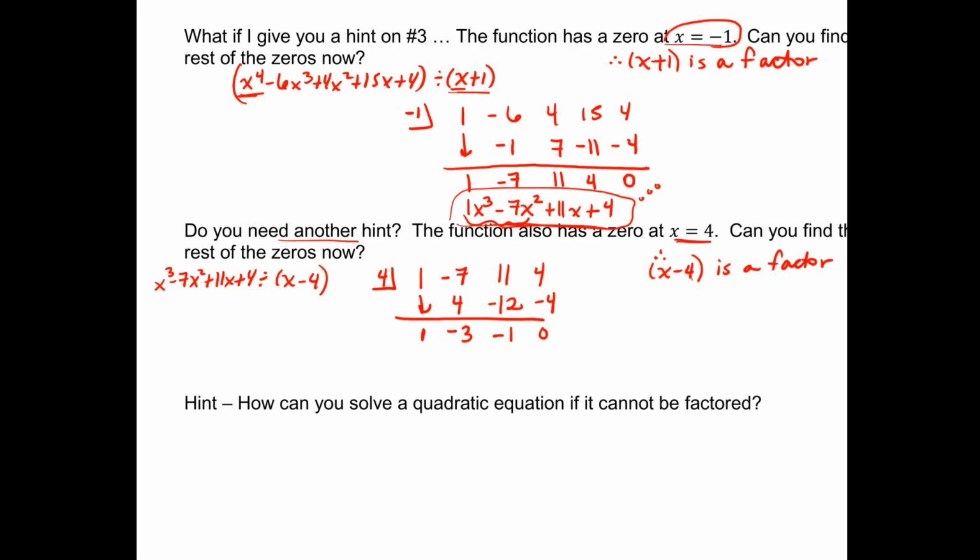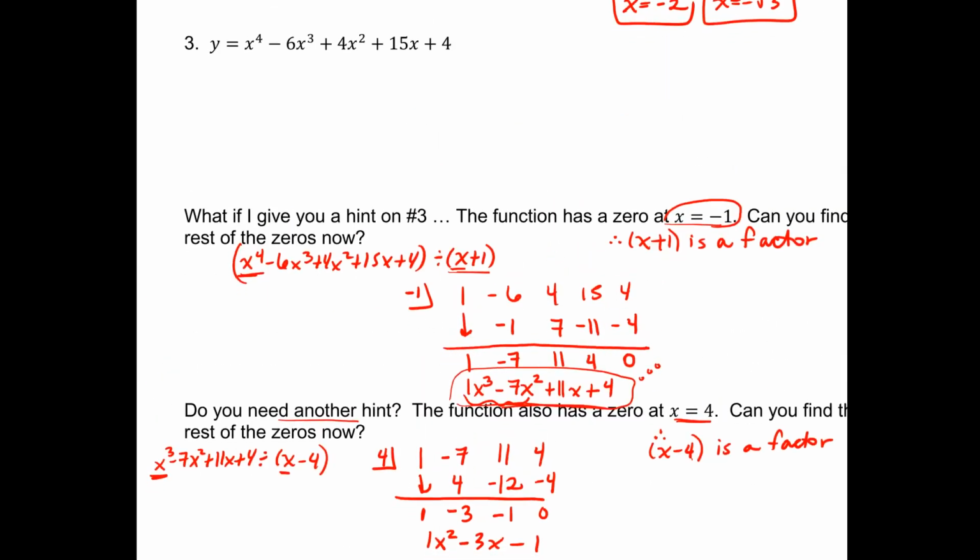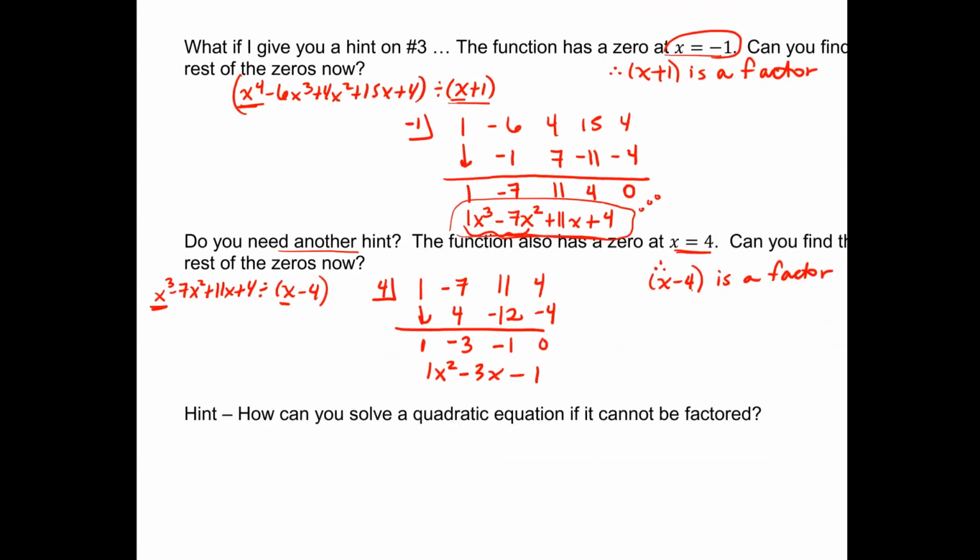So my answer, well, where am I going to put the 1 into now? What's it going to be a coefficient of? X squared, because I took an x cubed and divided by an x. So I have 1x squared minus 3x minus 1. Now, just to kind of show you what I have, I took the big polynomial, which was at the top, x to the 4th minus 6x cubed plus 4x squared plus 15x plus 4. And that was equivalent to my two factors, x plus 1 times x minus 4 times this guy right here.